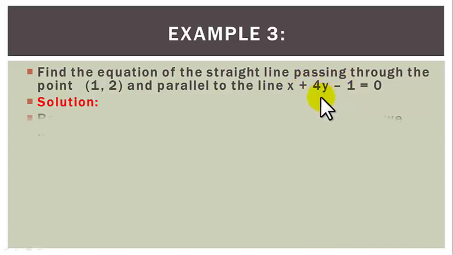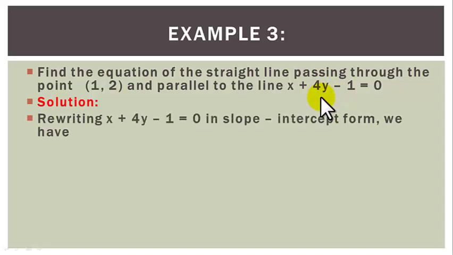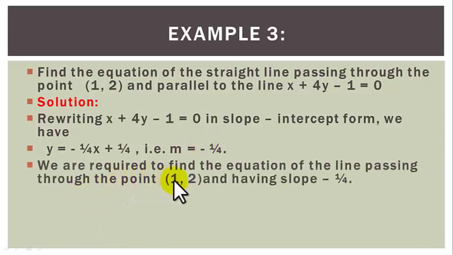Writing this equation in slope/intercept form, we have y equal to minus 1 over 4 x plus 1 over 4. Thus, the slope of this line is minus 1 over 4. Therefore, we can find the equation of a straight line passing through the point 1, 2 and having the slope minus 1 over 4. And that equation is y minus y1, that is y minus 2, is equal to the slope, which is minus 1 over 4, times x minus x1, and x1 is equal to 1.